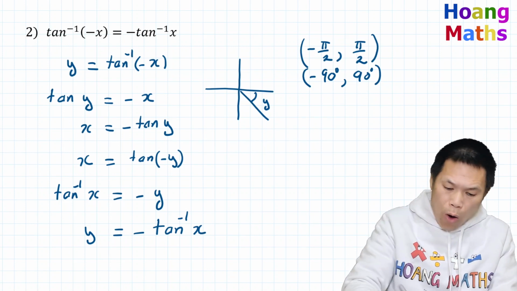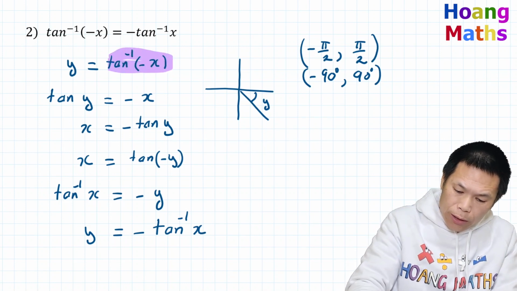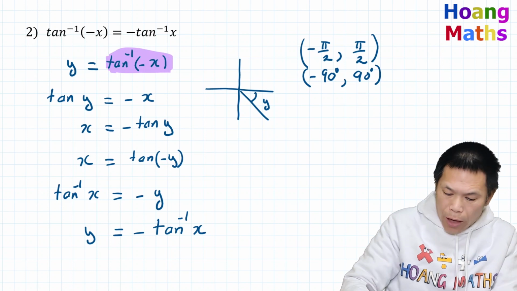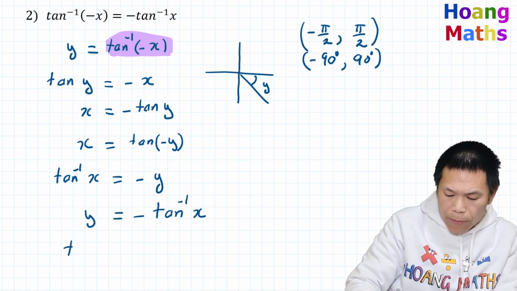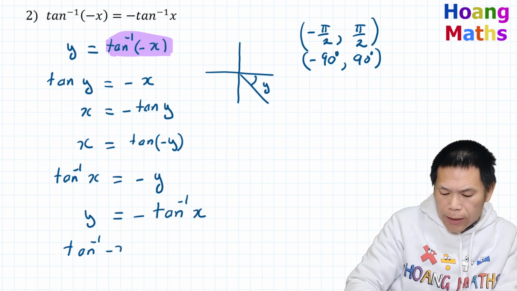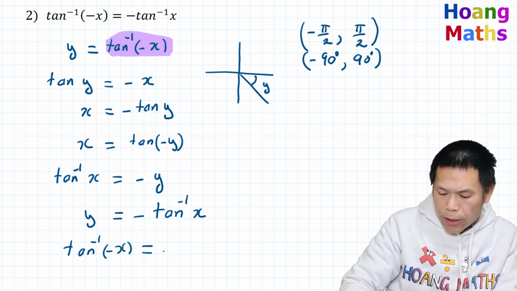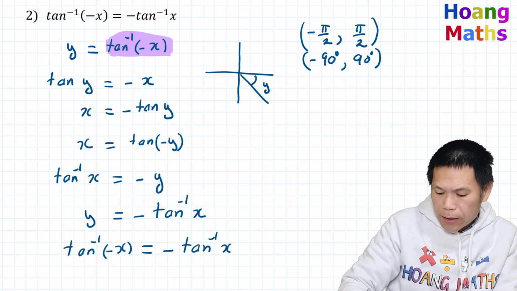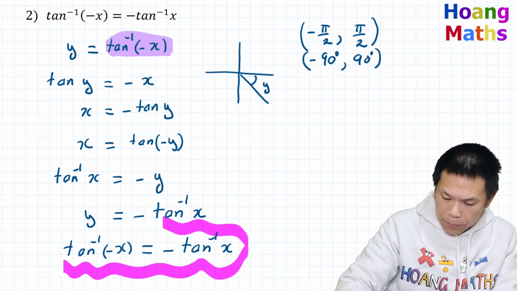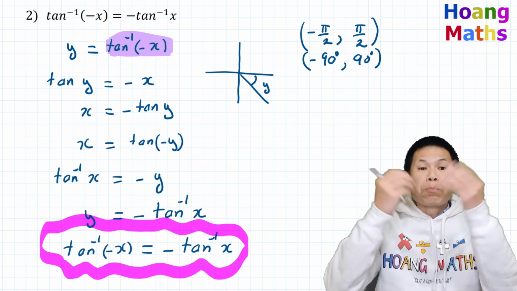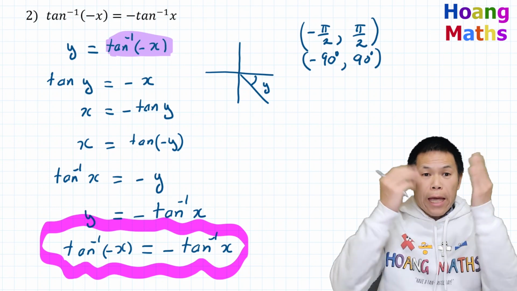And we know that y is equal to this. That is y. So therefore, tan inverse of negative x is equal to negative tan inverse of x. So there you go. Please remember this for me, okay?